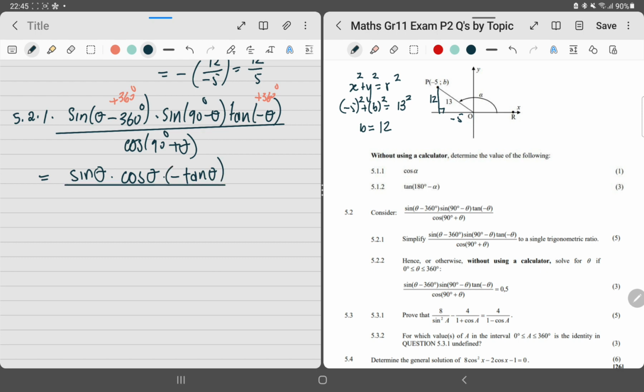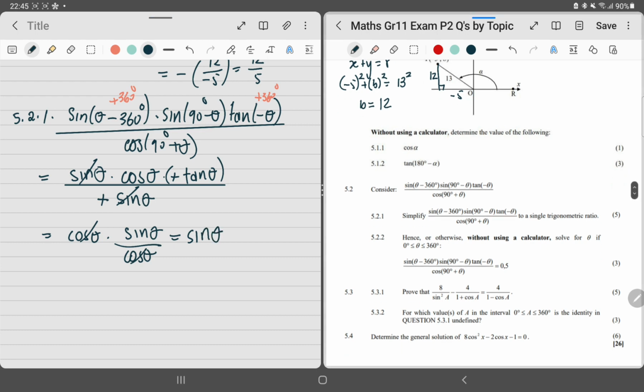Cos 90 plus is in the second quadrant. In the second quadrant, cos is negative. Because we are using a 90, this is going to change into a sine. Sine theta over cos theta. So this is equal to sine of theta.